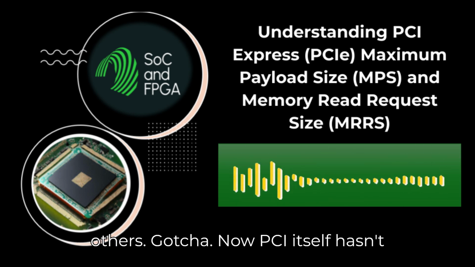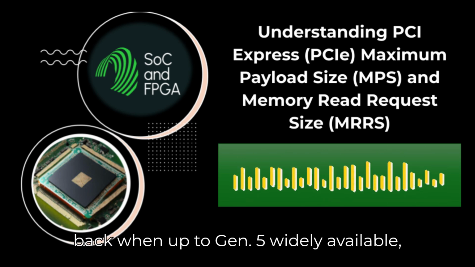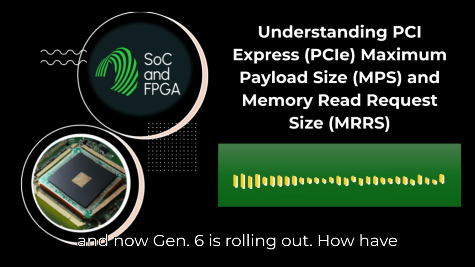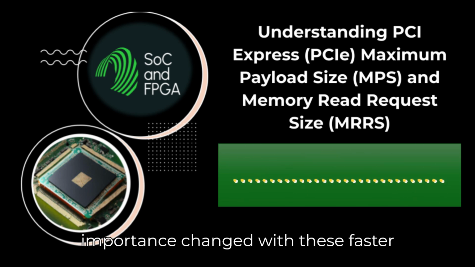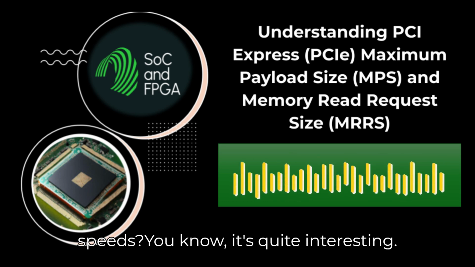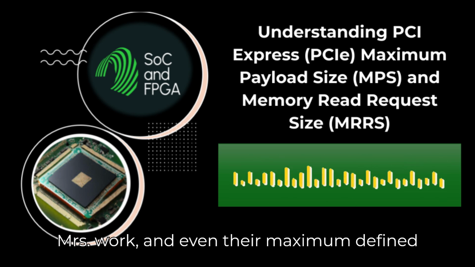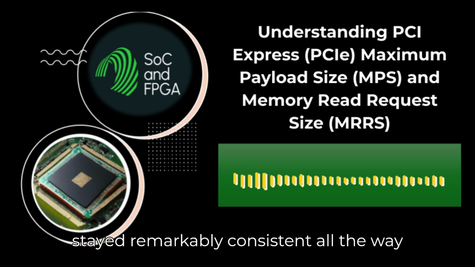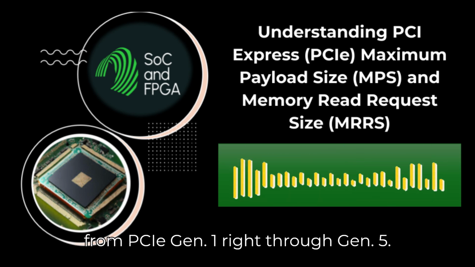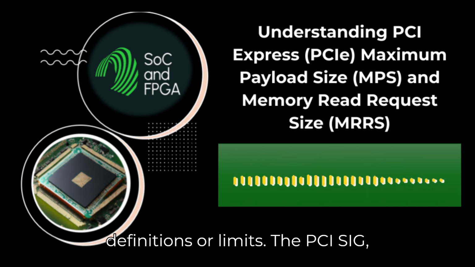Gotcha. Now, PCI itself hasn't stood still. We've gone from Gen 1, way back when, up to Gen 5, widely available, and now Gen 6 is rolling out. How have MPS and MRRS evolved, or has their importance changed with these faster speeds? It's quite interesting. The fundamental rules, the way MPS and MRRS work, and even their maximum defined values, still up to 4096 bytes, have stayed remarkably consistent all the way from PCIe Gen 1 right through Gen 5. Really? No major changes? Not in the core definitions or limits.